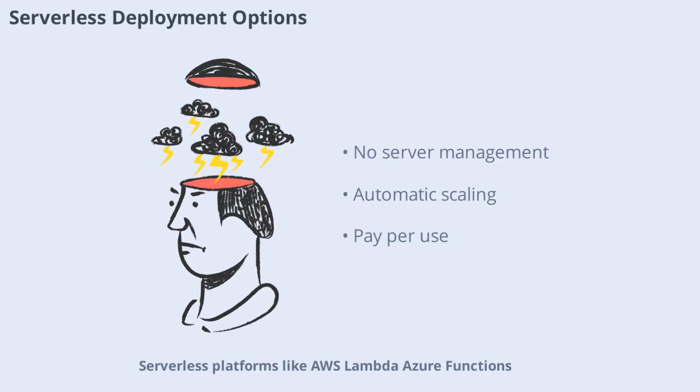Serverless platforms like AWS Lambda, Azure Functions, or Google Cloud Functions allow you to deploy APIs without managing servers. You only pay for the compute time you use, and the platform handles scaling automatically. Serverless deployment is cost-effective and ideal for APIs with variable or unpredictable traffic.